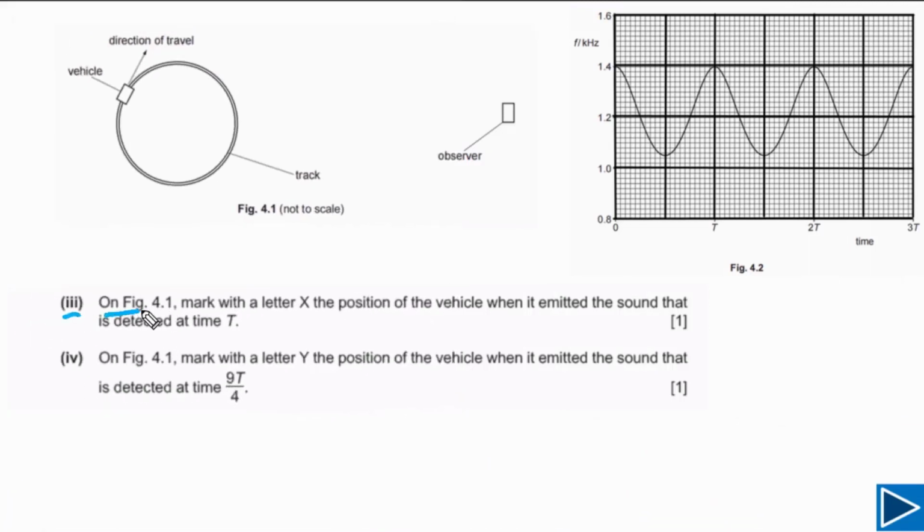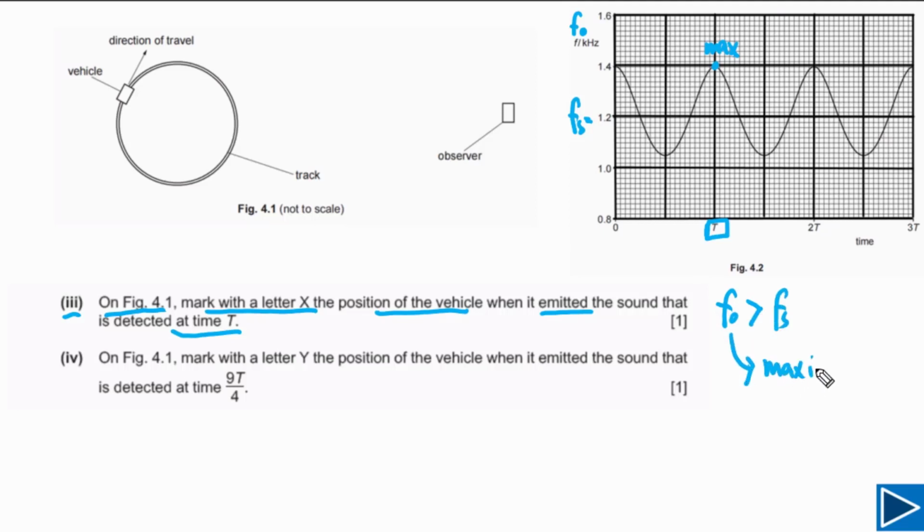For the third part on figure 4.1, we need to mark with a letter X the position of the vehicle when it emitted the sound that is detected at time t. So we need to go back to figure 4.2. If you look at figure 4.2, this is the time, and this is observed frequency on the y-axis. Observed frequency is maximum, and this is greater than the frequency of the sound produced by source. So first thing we need to write down here is that observed frequency is greater than frequency of the source, and observed frequency is maximum.